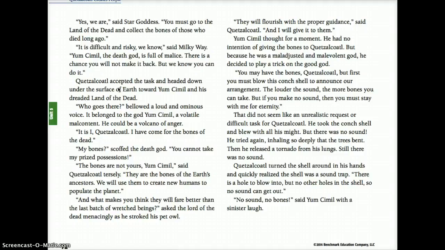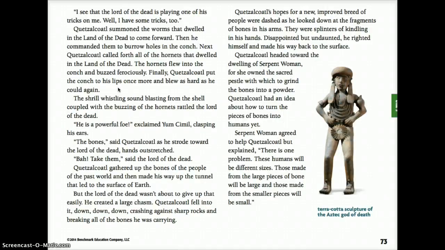He tried again, inhaling so deeply that the trees bent. Then he released a tornado from his lungs. Still, there was no sound. Quetzalcoatl turned the shell around in his hands and quickly realized the shell was a sound trap. There is a hole to blow into, but no other holes in the shell, so no sound can get out. "No sound, no bones," said Yum Simil with a sinister laugh. "I see that the Lord of the Dead is playing one of his tricks on me. Well, I have some tricks too."